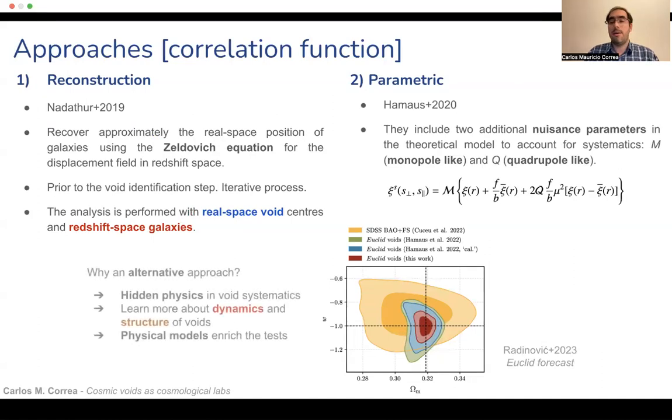Why? Well, on the one hand, there are some hidden physics regarding these void systematics that these two approaches are not taking into account explicitly. So we can learn a lot about the dynamics and structure of voids from these hidden physics. And also, if we provide a physical model for them, then we will enrich a lot the cosmological tests. But of course, this approach must be understood as a complementary approach.